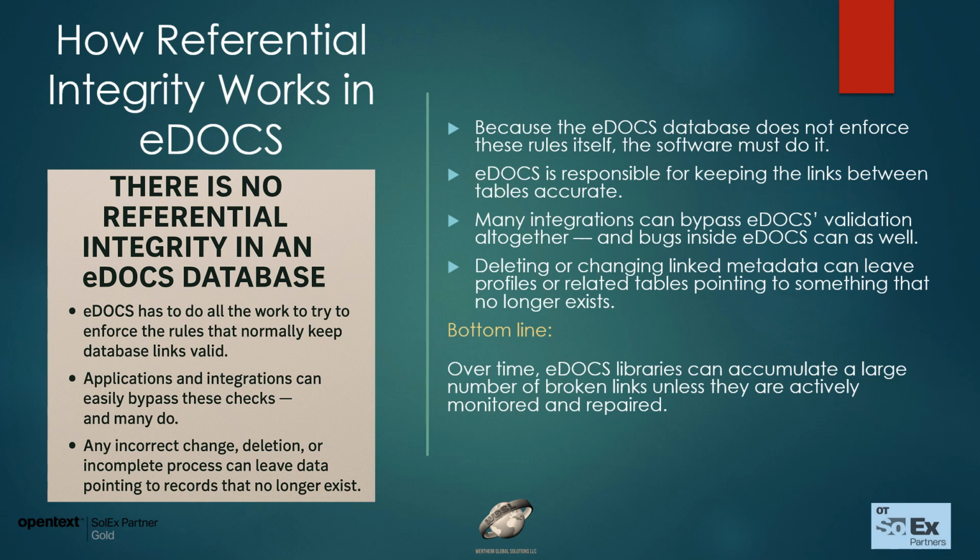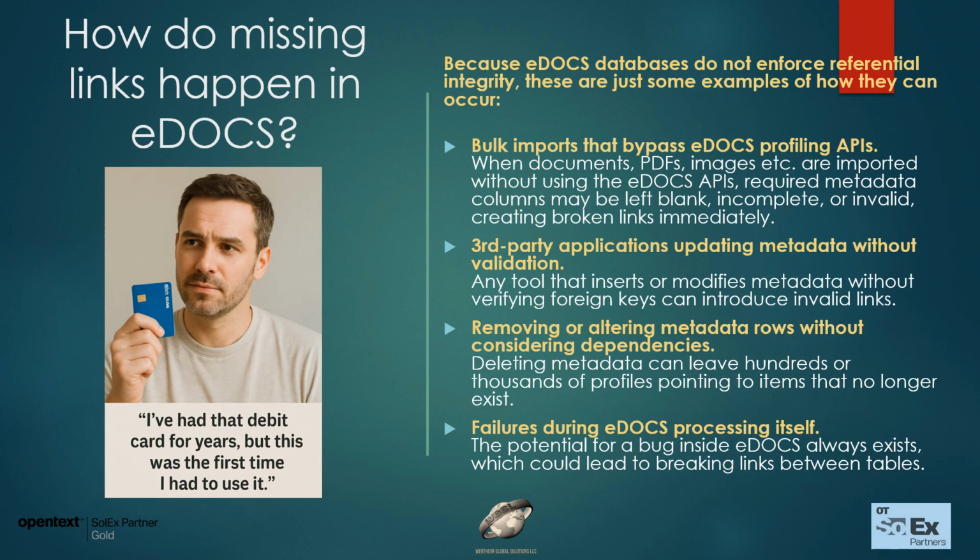eDOCS is responsible for keeping the links between tables accurate. Integrations and third-party tools can bypass eDOCS validation, and even internal bugs can have the same effect. When linked metadata is changed or removed without considering dependencies, profiles and related tables are left pointing to something that no longer exists. Over time, that naturally leads to a growing number of broken links unless they are actively monitored and repaired.